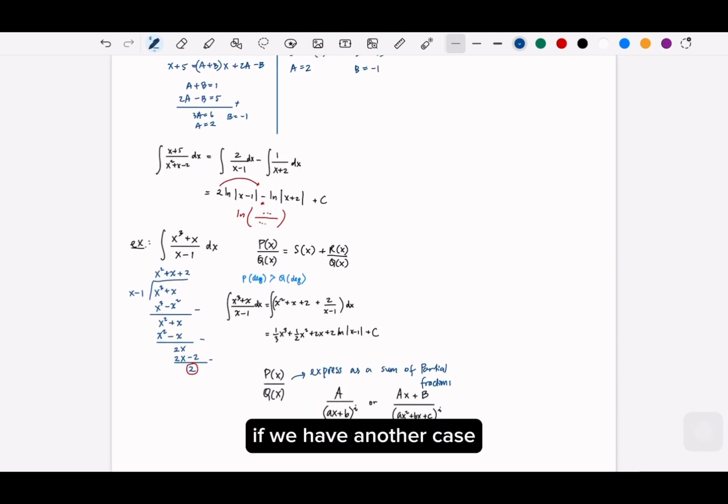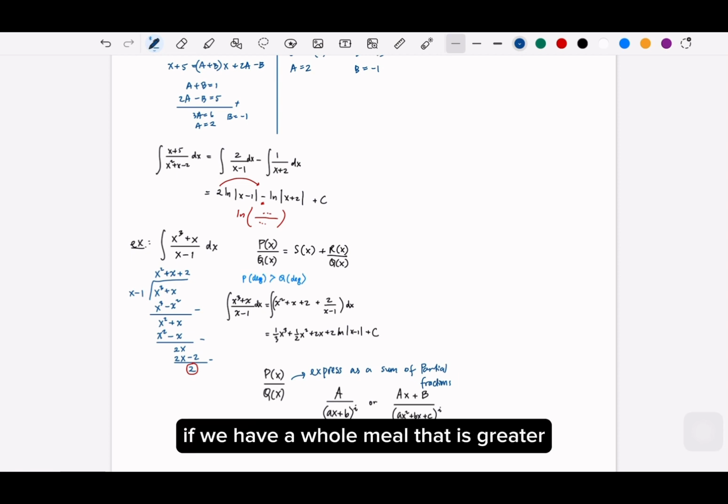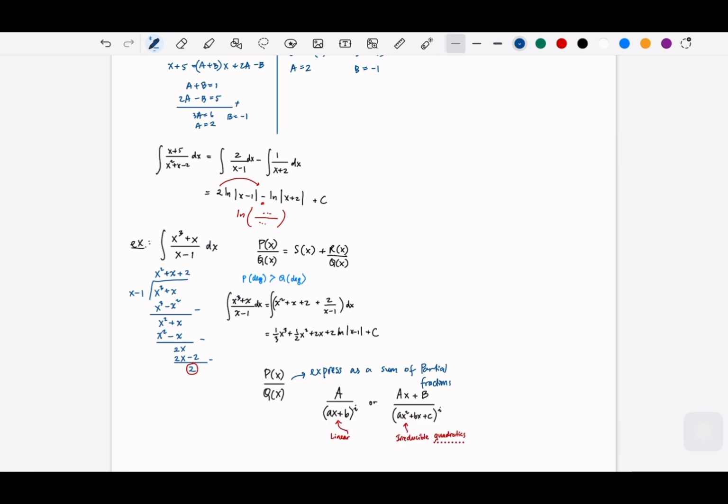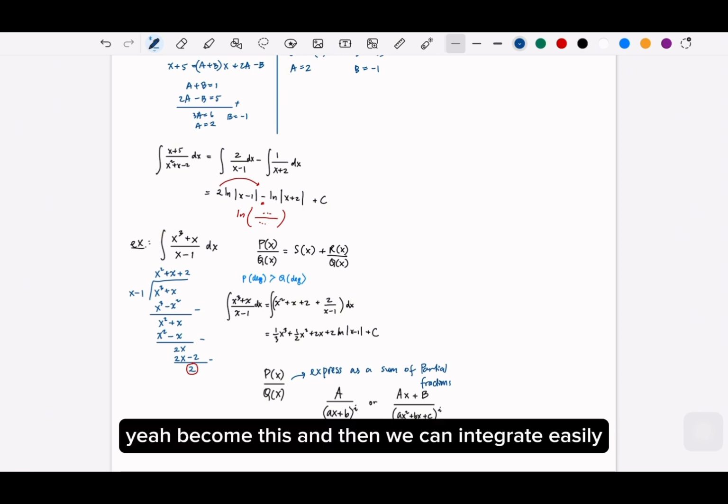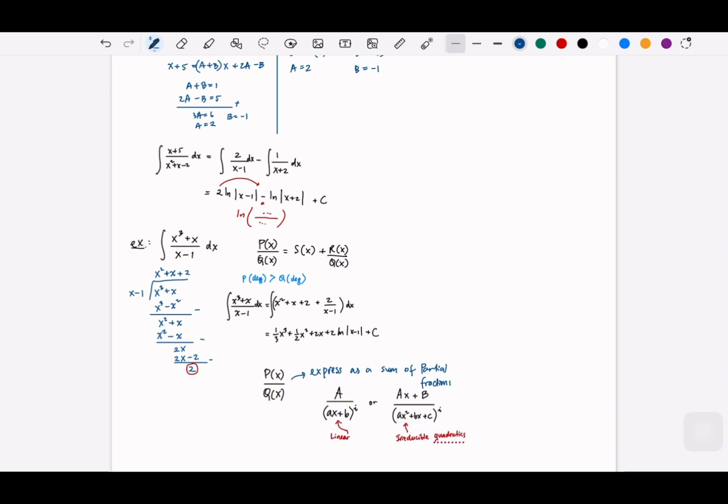If we have another case, where the degree of the polynomial in the numerator is greater than the denominator, we can rearrange by taking some division. We can rearrange the structure, and it becomes this, okay? And then we can integrate easily.